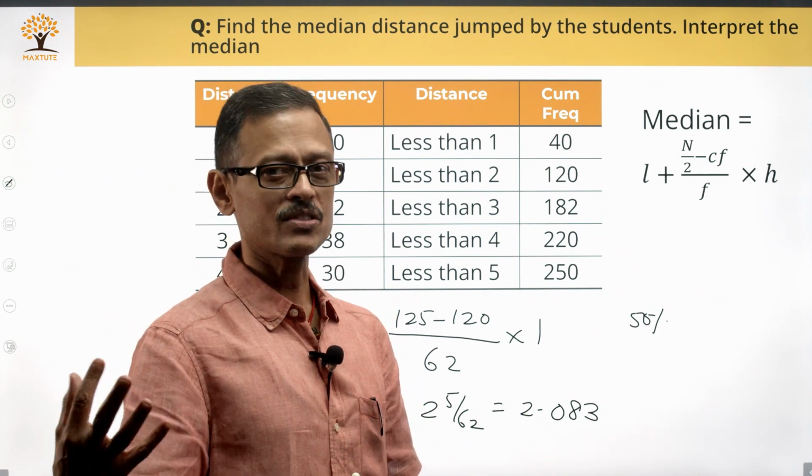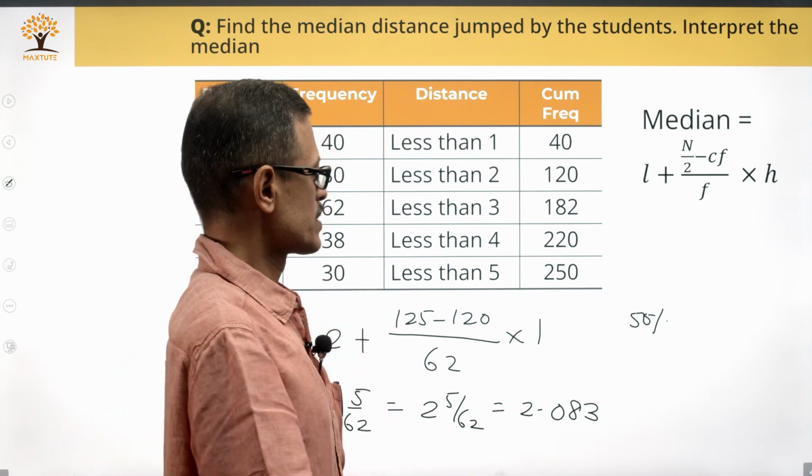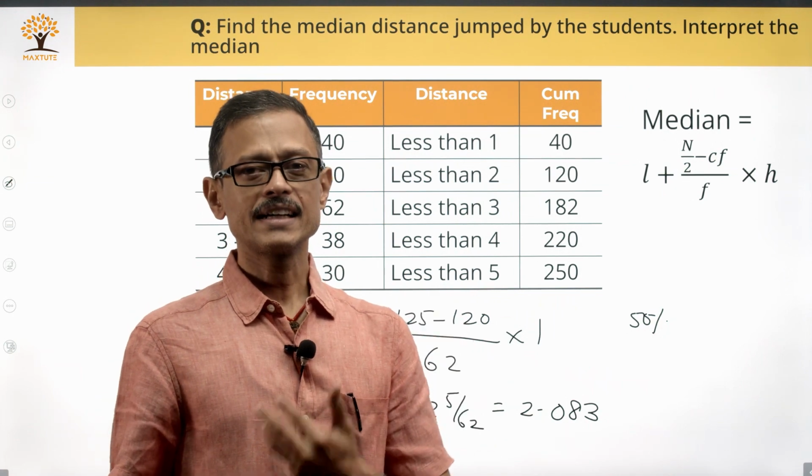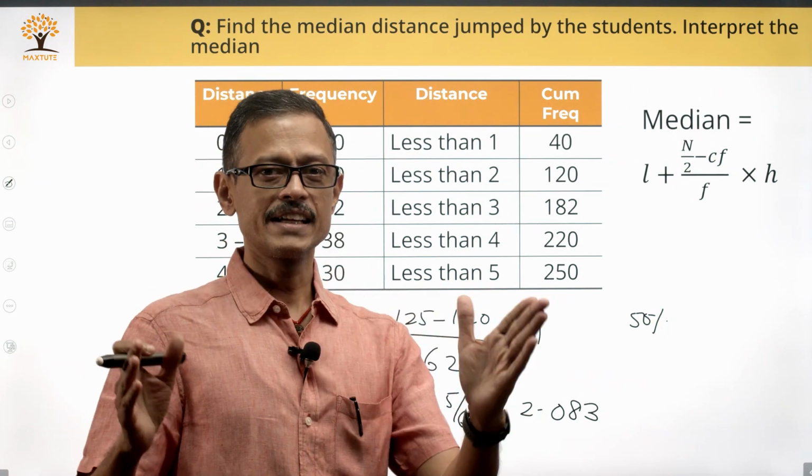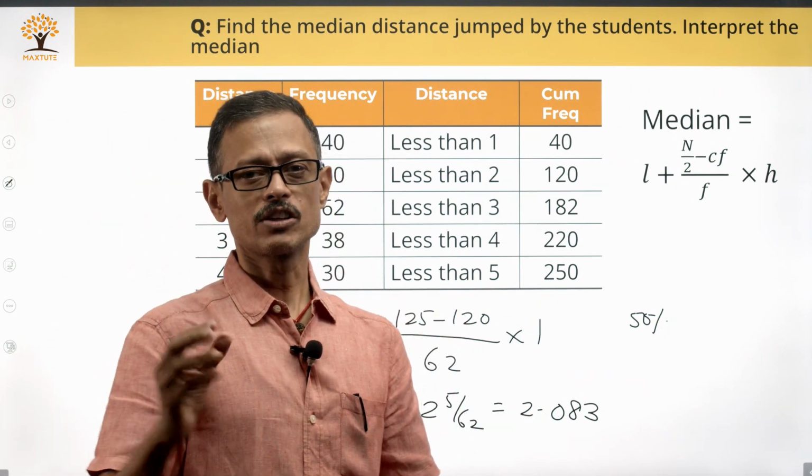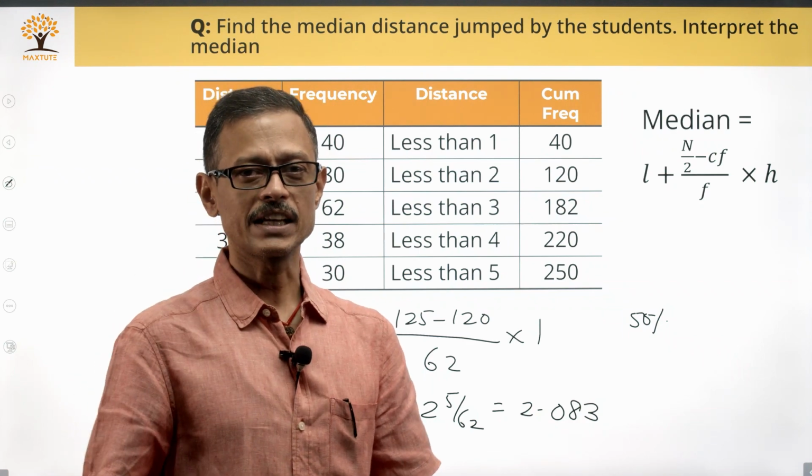And another 50% of the students have jumped a distance which is greater than 2.083. So, 50% are less than or equal to the median, 50% are more than or equal to the median. That is essentially the interpretation of the median.